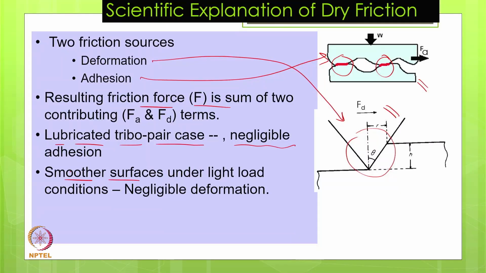Coming to the smoother surface, for light load conditions on a smoother surface, there will not be deformation. Naturally, our friction will be much lesser here. So, in short, we can summarize that there are two main mechanisms of friction: deformation and adhesion. Adhesion will play an almost negligible role in a lubricated case. If the surfaces are perfectly smooth, then deformation also will not be there.